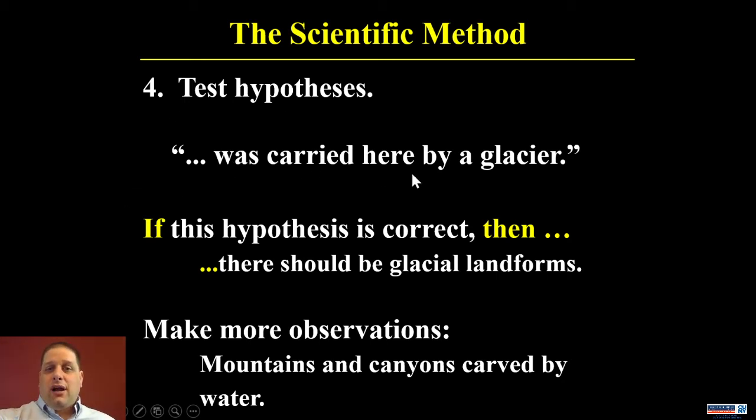Okay, so the rock could have been carried here by a glacier. Well, if this is correct, then there should be some glacial landforms around us. So notice we often have this structure of these if-then statements. And it was, so like I said before, it was very important to just identify the original problem in question.